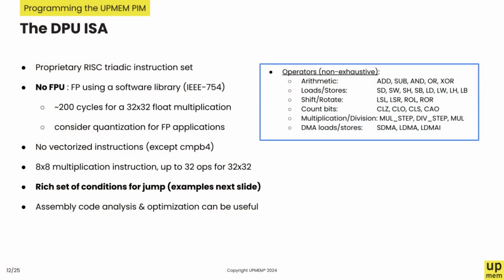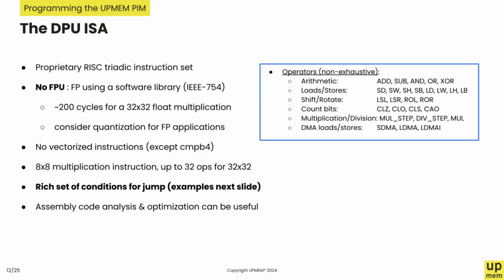So about the instruction set for the DPU. It's a proprietary instruction set. It's RISC-based, triadic. It has some inspiration from RISC-V, but it's quite a bit different. It has some limitations, right? First off, there is no FPU on the DPUs. You can write floating point arithmetic in your program and it's going to execute, but all this arithmetic is emulated, so it's very slow. The example here being that it takes about 200 cycles to do a 32 by 32 float multiplication. So for anything that's performance sensitive, you should consider quantizing your data before doing any operation on it on the DPUs.